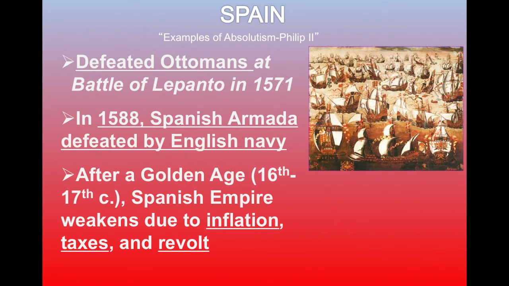After the golden age of the Spanish Empire, they're going to start to be weakened due to inflation, high taxes, and also revolt. And so the Spanish golden age under Philip II would not last forever.